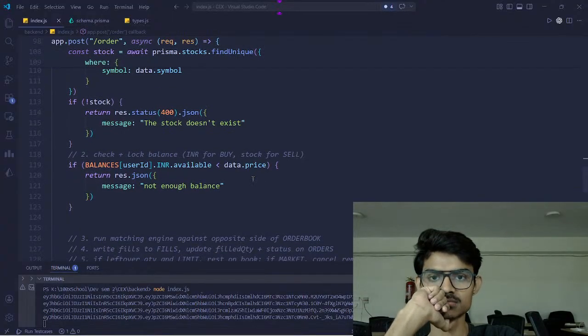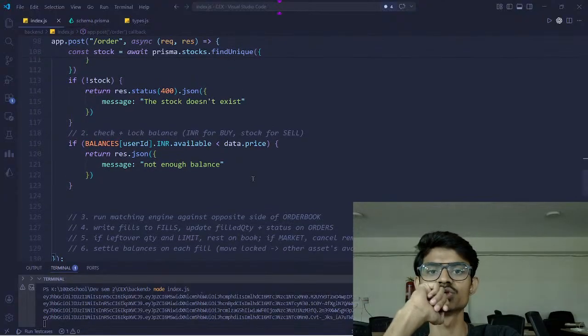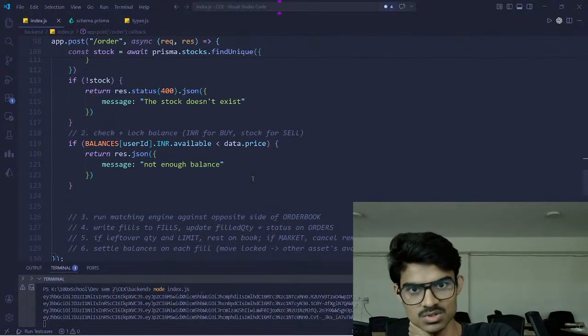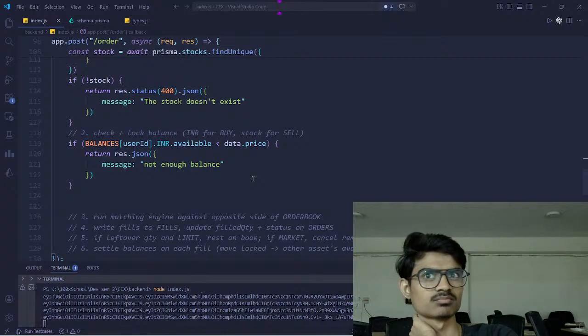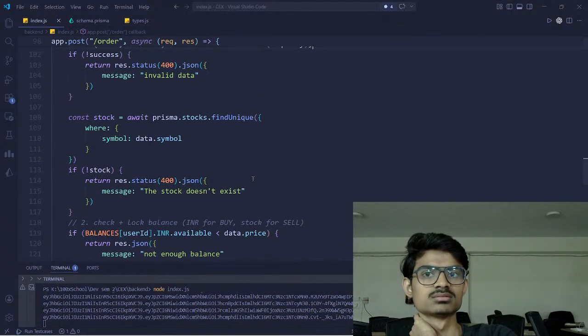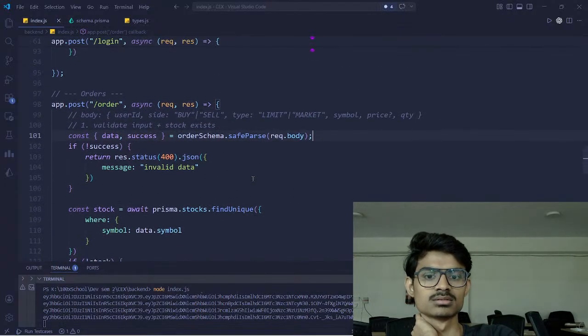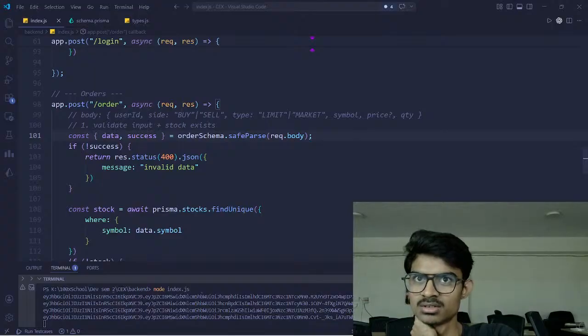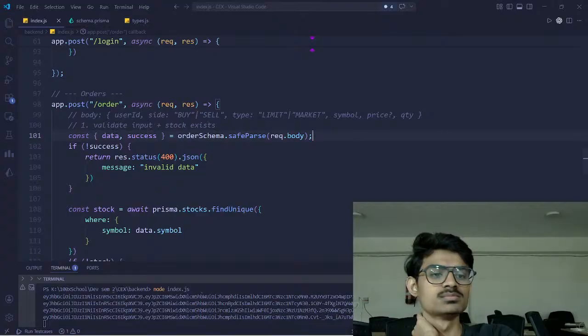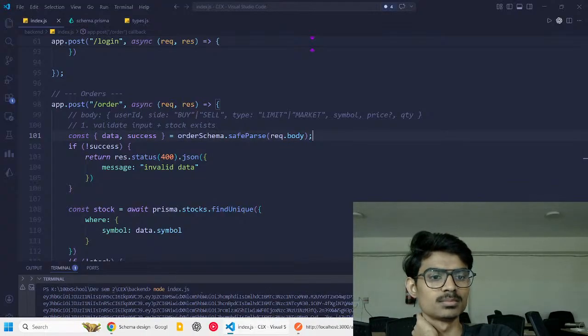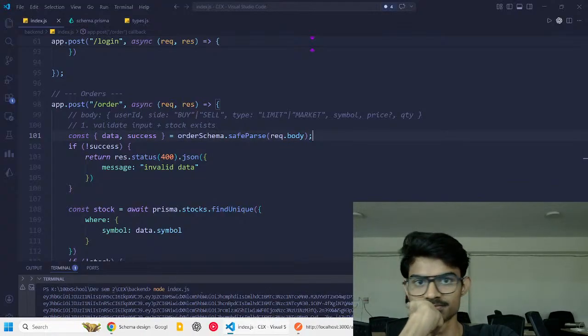I'm stuck here. I don't know what I should choose. Should I take it as per stock or total price? Should I ask someone? People must have slept.